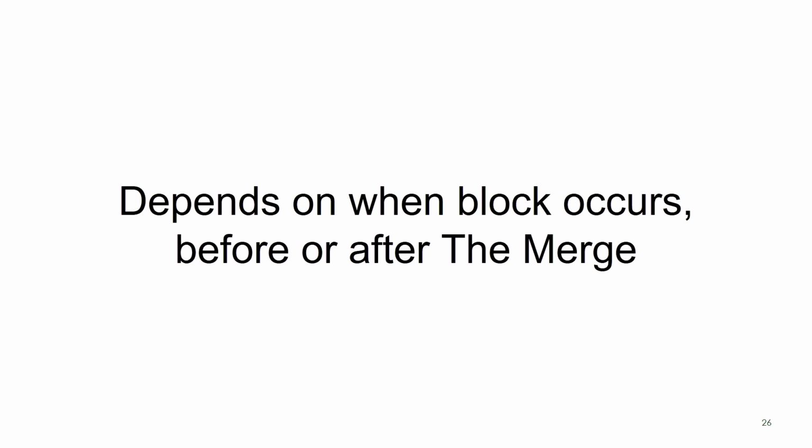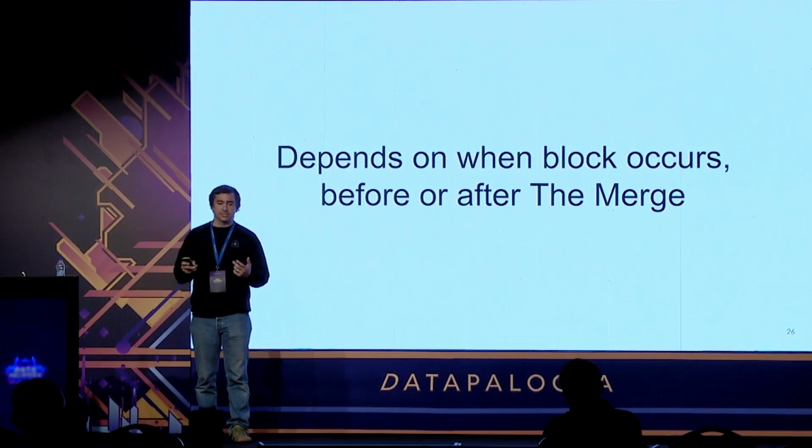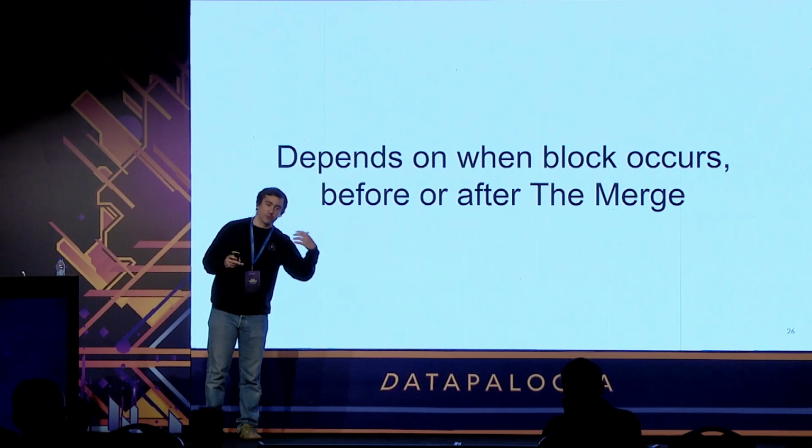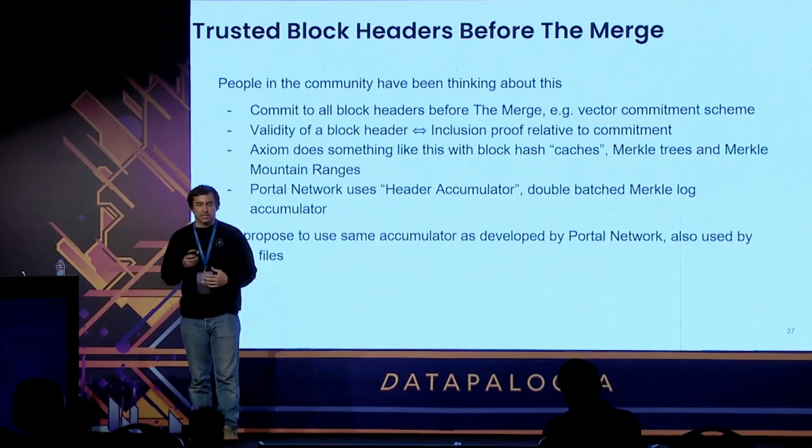So where do we get these trusted block headers? Really, it kind of depends, and what it depends on is when the block occurred. Did it occur before the merge or after the merge?